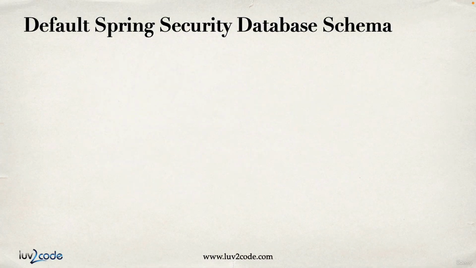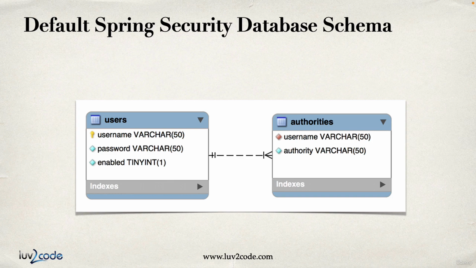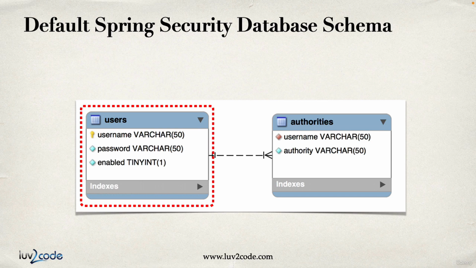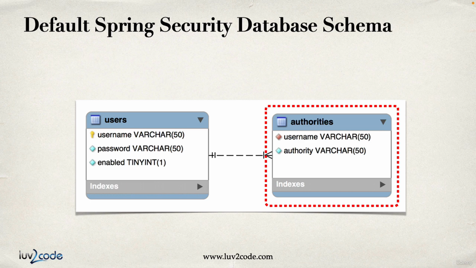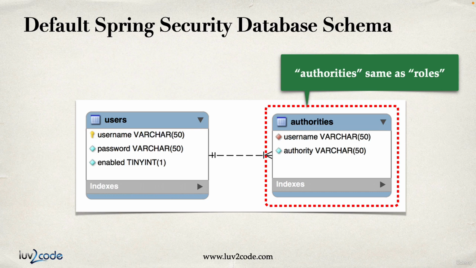All right, as I mentioned, Spring Security has a default database schema, so you need to provide two tables, one called users and another one called authorities. And you have to use these exact table names. Also the tables need to have these specific columns: username, password, and enabled for the users table, and then username and authority for the authorities table. You need to have the exact same table names and columns as shown here. Also, when you see the word authorities here, authorities is loosely the same thing as roles. So again, when you see authorities, just think roles.